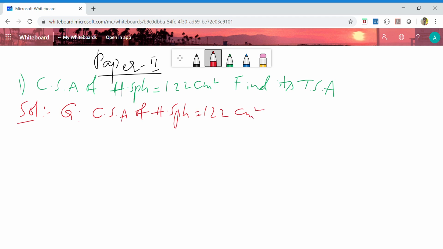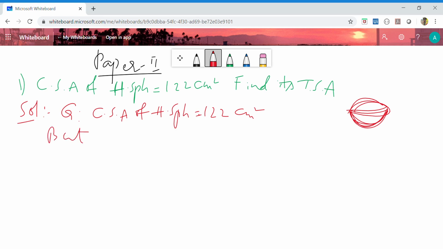But the formula for hemisphere will be like this. It is a solid hemisphere. CSA means the curved surface area, this one. And total surface area means completely, this also you have to include. So CSA of hemisphere is 122 centimeters square.